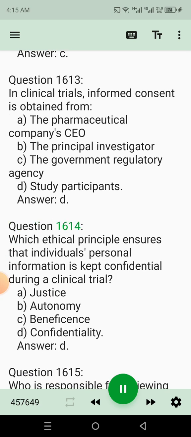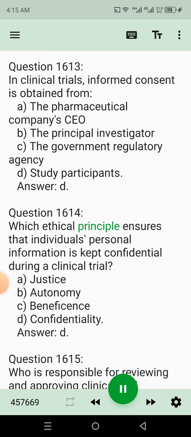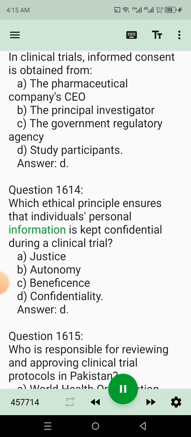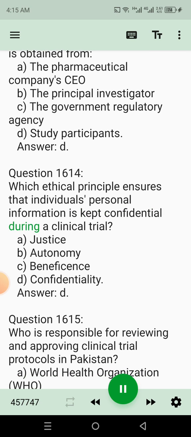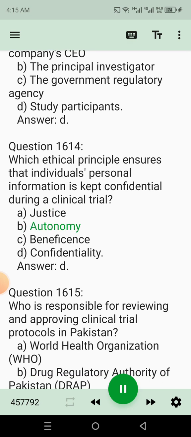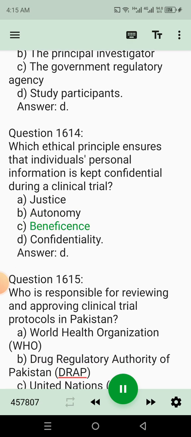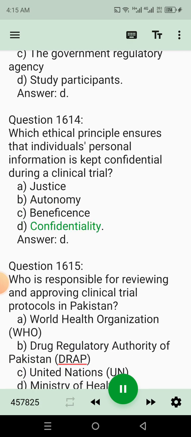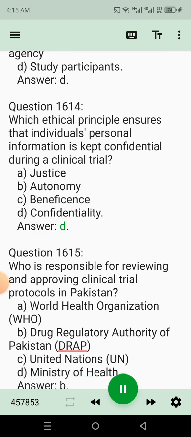Question 1614. Which ethical principle ensures that individuals' personal information is kept confidential during a clinical trial? A. Justice. B. Autonomy. C. Beneficence. D. Confidentiality. Answer: D.